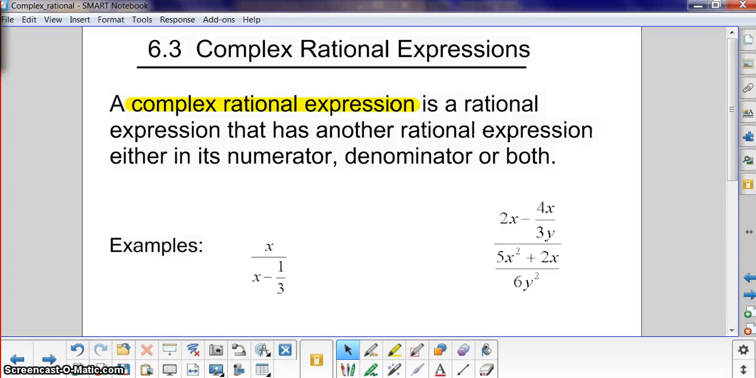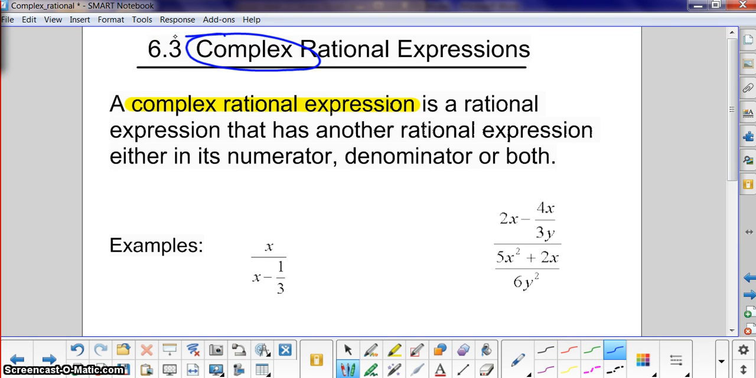Okay, well, here we go on another night of rational expressions. We're on to section 6.3, where we're going to be talking about complex rational expressions. Complex usually means more difficult, and in this case, complex is more difficult. But technically what it means is a fraction within a fraction.